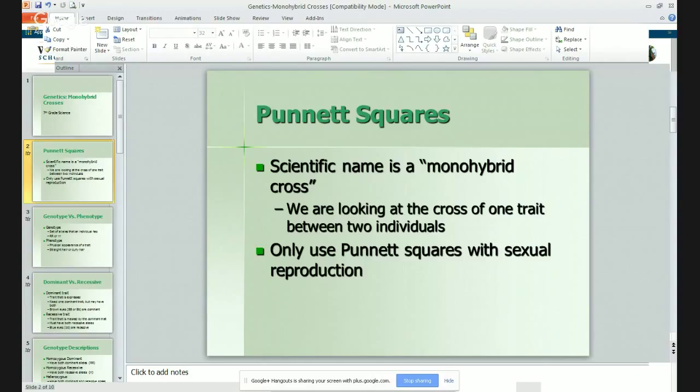Because we are not making an exact copy like we do in asexual reproduction, you're only going to use a Punnett square when you have organisms that go through sexual reproduction. Otherwise, there's no point in doing a Punnett square because an asexual organism is going to make an exact copy of itself, so you wouldn't need to go through all of this.